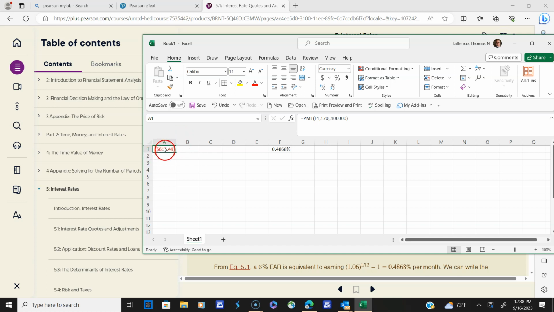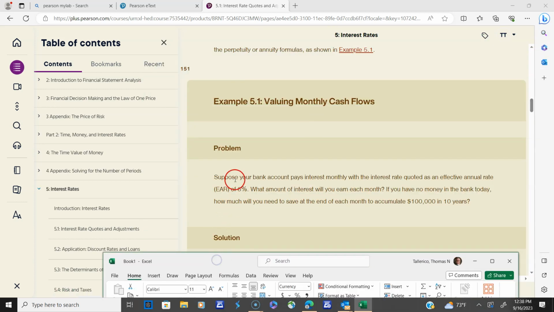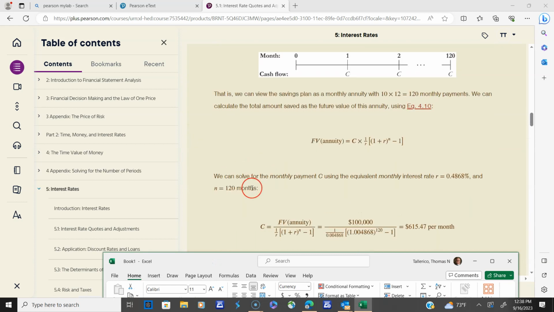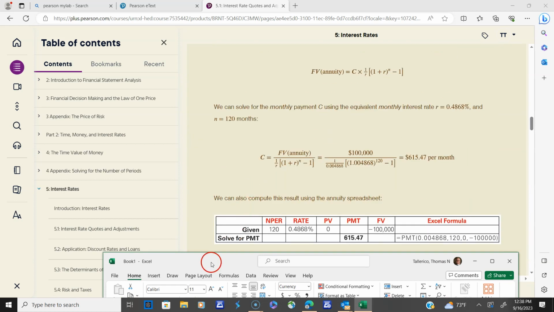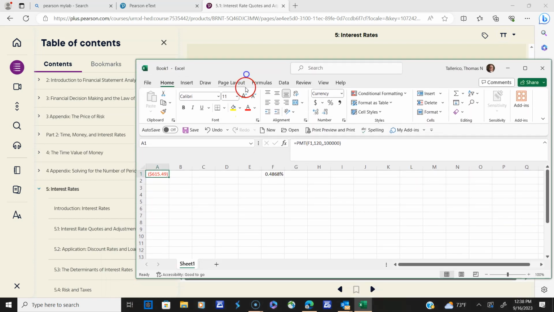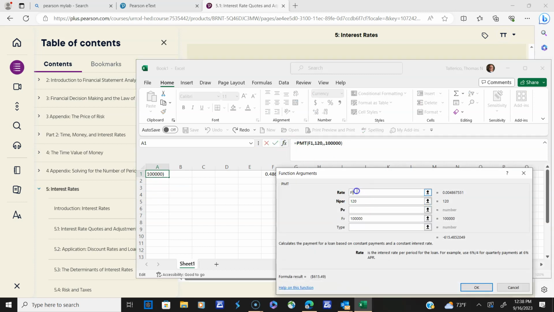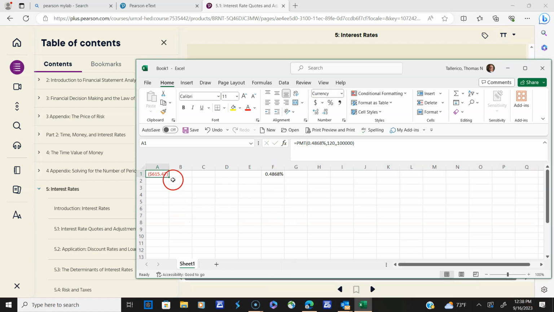So that was it for that. So as you can see, what did they get? 615.47, and I got 49. Well, it's off by 2 cents. But if I put this back as 0.4868%, I'll get it. It's just the way it's rounding it off. All right.